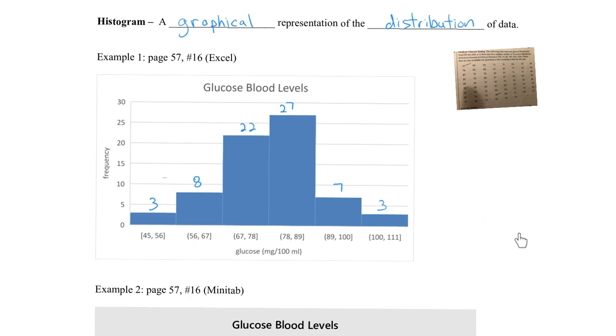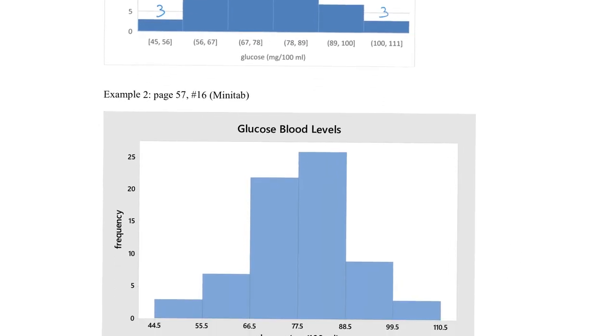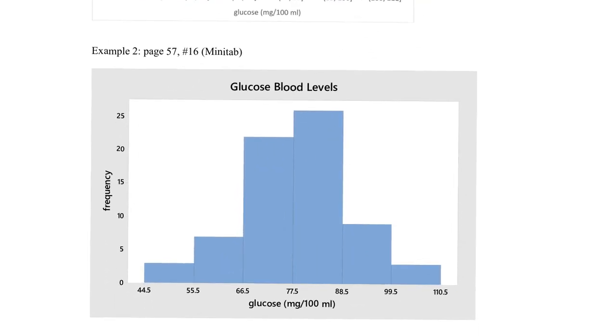Then we've also got another one down here. This is from Minitab, and it shows the same information, but Minitab calculated the classes a little differently. This is how our author tends to do it. If we have whole numbers, our author tends to make these end up with decimal points by 0.5s, because that way, if you have a data point, it'll never be on the line. So when you make these end with a 0.5, no data points will end up right on the line. But other than that, it's very similar.